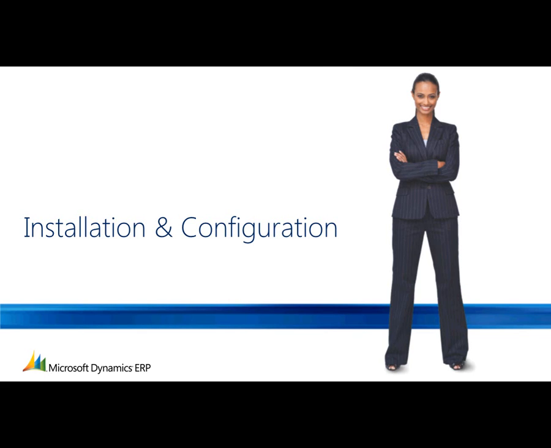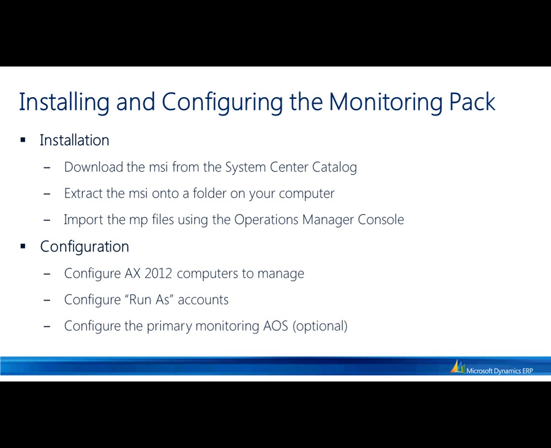Let's start off with the installation and configuration process for the monitoring pack. The installation process involves three steps. You first download the MSI from the System Center catalog and extract it onto a folder on your computer. Import the extracted MP files using the Operations Manager console. The configuration steps include configuring the different AX2012 computers that need to be managed, configuring the run as accounts, which are credentials required on the different machines where the monitoring pack executes, and last is an optional step where you can configure the primary monitoring AOS for Dynamics AX2012.